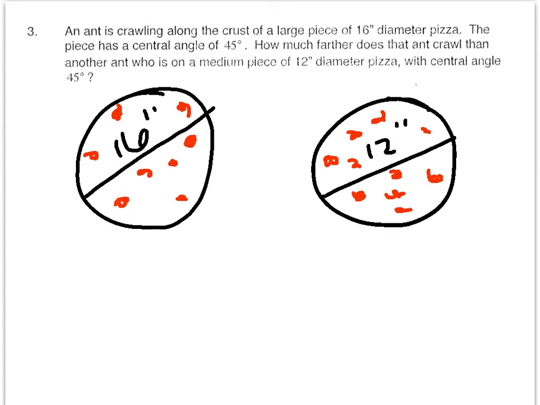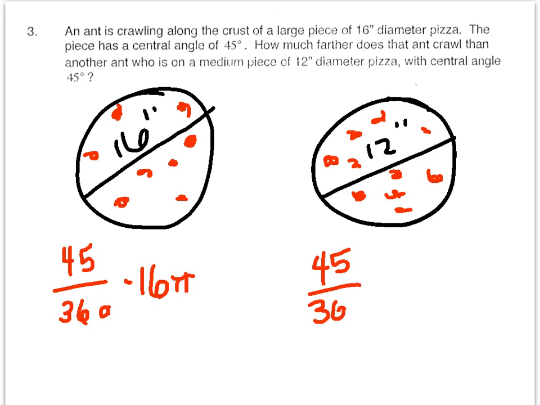So for the 16-inch diameter pizza, we're going to do central angle 45 degrees out of 360 times the circumference. Since we're given the diameter, the circumference is 16 pi. For this one over here, we still have a 45-degree central angle, so 45 out of 360. Only now my circumference is 12 times pi. And we're just going to figure out the answer to each, and that will tell us how much farther the ant on the bigger pizza has to crawl.